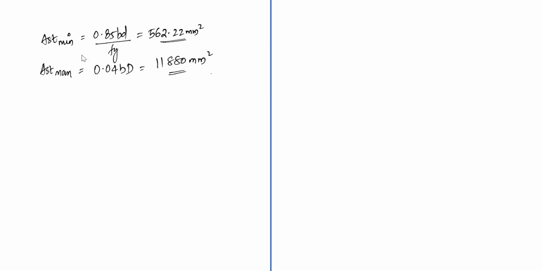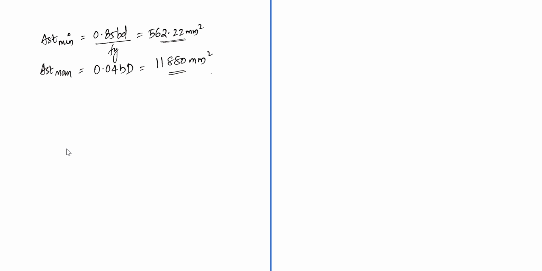Checking for AST minimum. AST minimum is what? 0.85 BD divided by Fy. You'll get it as 562.22 mm square, and AST maximum as 0.04 BD. You'll get it as 11,880 mm square, which means the AST required is okay.